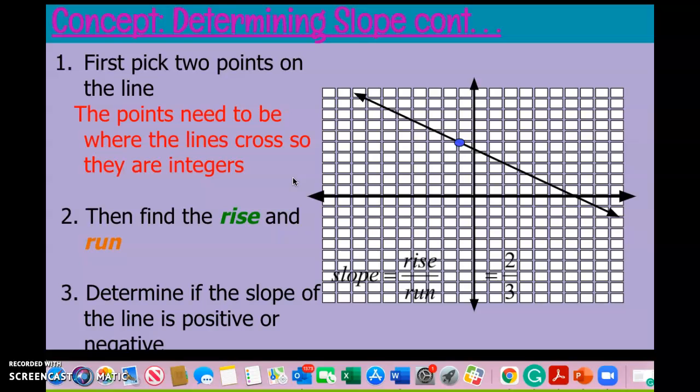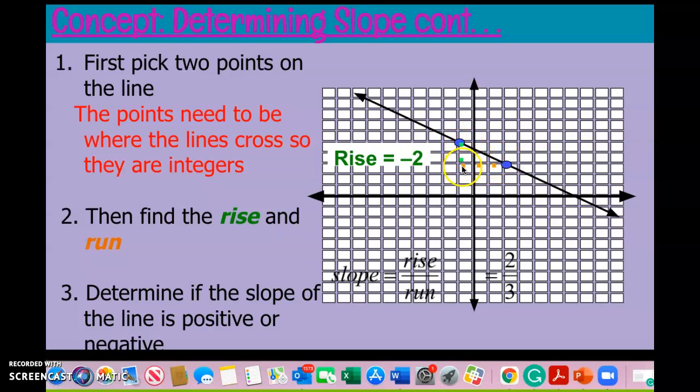Okay, let's locate a couple of points on this line. Remember, they got to be at an intersection. There we go. We got 2 points on an intersection. And the first thing I'm going to figure out is my rise, which is you got to create a right angle from one point to the other. So then if I look at my rise, I've got 1, 2. So since I'm going down, that would be a -2. And the run, I've got 1, 2, 3.